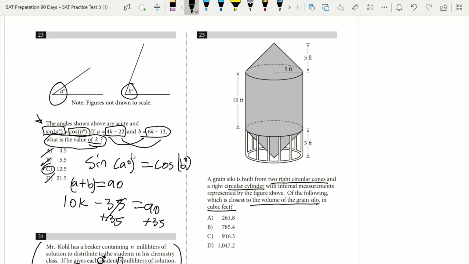One thing I want to talk about here. We have to know the volume equation for this cone here as well as for this right circular cylinder. We also have to know it for this cone down here, but that's going to be the same equation as this one up here. One thing you should know is that you are given these equations way back in your equation sheet that they give you for the SAT math section.